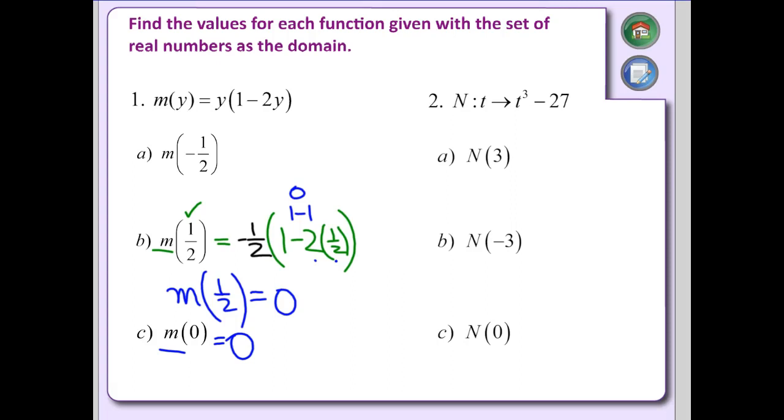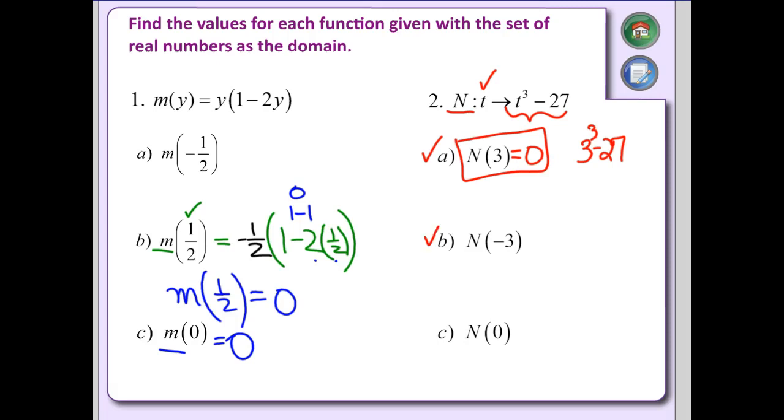Okay, let's go to the other side. Our function this time is called capital N, so my function is n. The variable involved is t, and this is my equation. So let's go ahead and do the math. I'm going to look at letter A. We're going to plug in a 3 for t. So I'm going to do the math over here. We've got 3 cubed minus 27. Well, what's 3 cubed? Yeah, that's 27. What's 27 minus 27? 0. So in function notation, there's my answer, final answer.